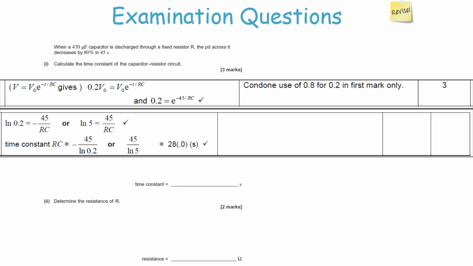That says that the potential difference, which is V, decreases by 80%. So if we say V0, which is the starting potential difference in a discharging capacitor, is 100% or 1, we can therefore say that V is going to be 0.2 V0, because it's 20% of the original value. So we can now change V to be 0.2 V0.